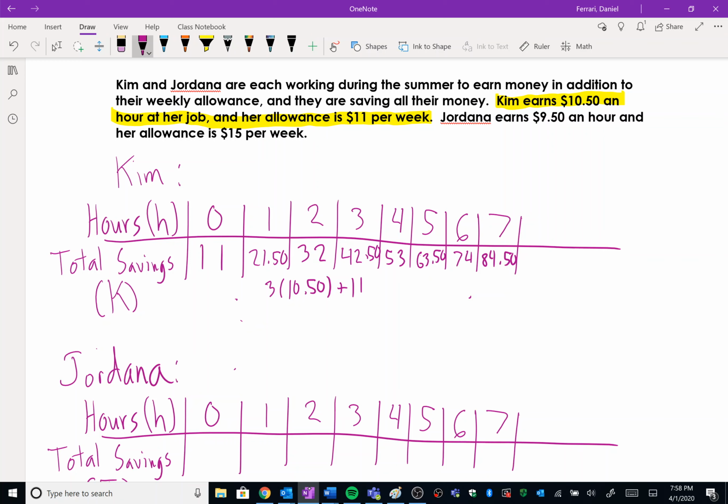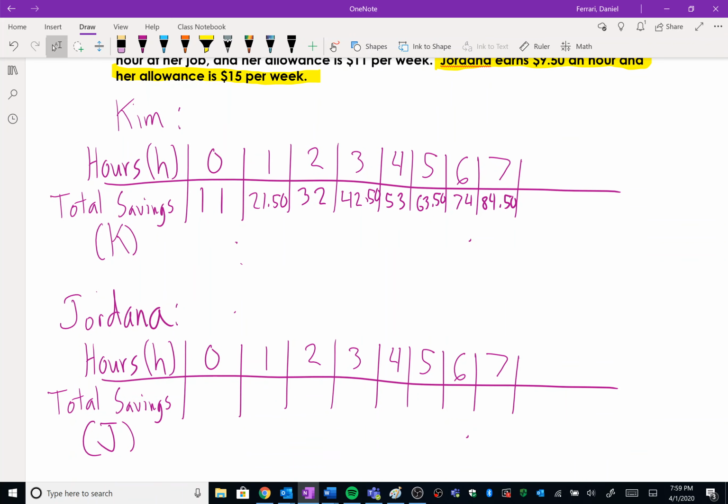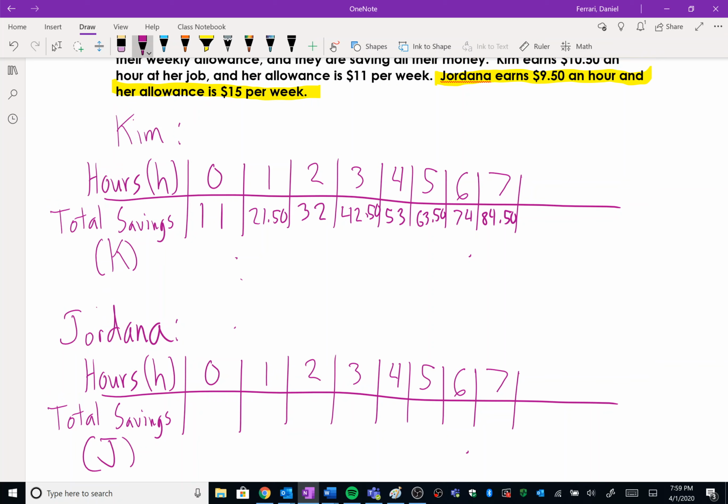Awesome. Okay, so now with Jordana, we have a pretty similar calculation we need to make. The only difference is that instead of looking at Kim's numbers, we're going to be looking at Jordana's numbers. Same basic process. If Jordana works 0 hours, she earns $9.50 an hour and she gets $15 per week. So if she doesn't work at her job, she won't get any of the $9.50s, but she will still get the $15. So that's her base starting value.